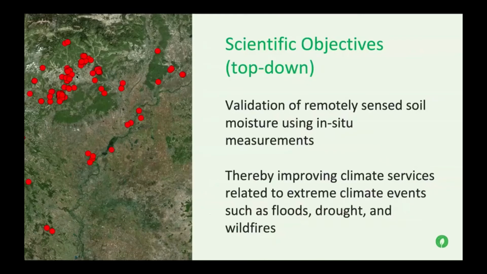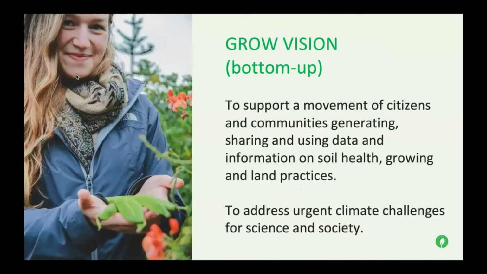So we had a scientific objective, which was top-down: the validation of remotely sensed soil moisture using in situ measurements, improving climate services related to extreme climate events, as we've discussed. But we also had a vision to look at the bottom-up engagement of people who were using the land themselves, who were interested in generating, sharing and using that data for themselves in different contexts in different parts of the world, for soil health, for growing food and for land practices, and also to address urgent climate challenges for science and society.